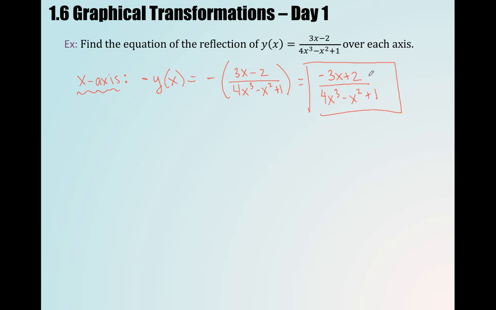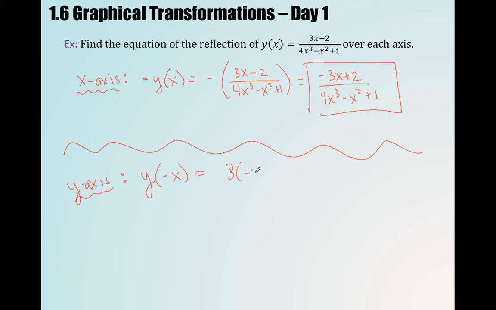We can look at that in a moment. And then if I reflect this over the y-axis, that's not how you spell axis. I'm going to have y of negative x. So my input is going to be negative. So 3 negative x minus 2 divided by 4 times negative x cubed minus negative x squared plus 1.